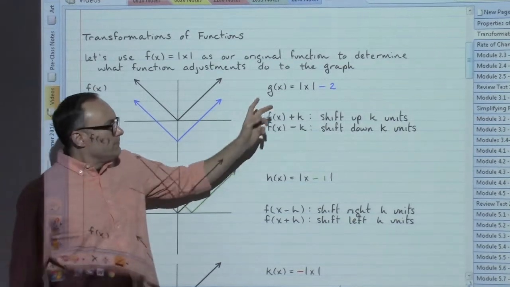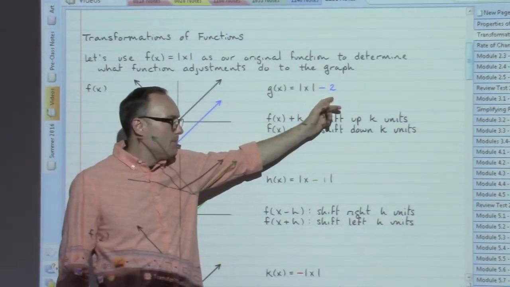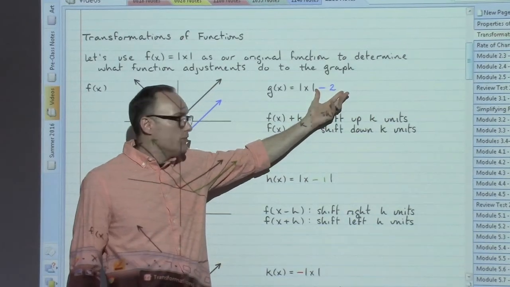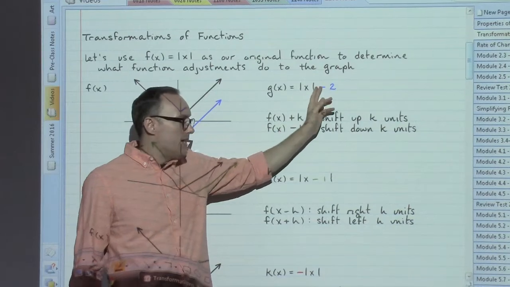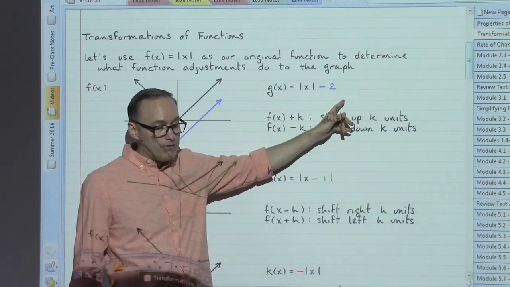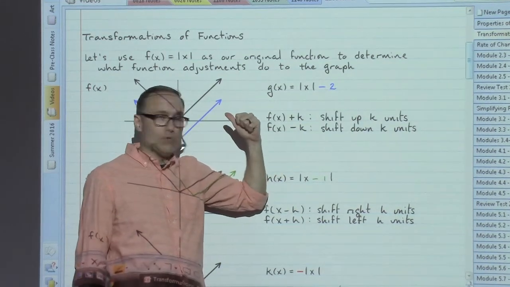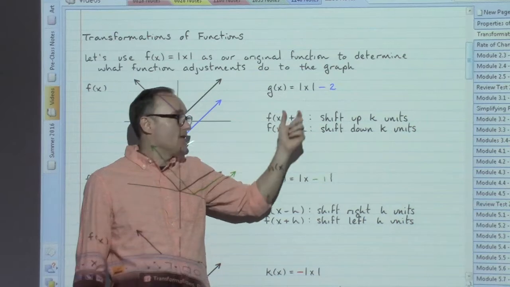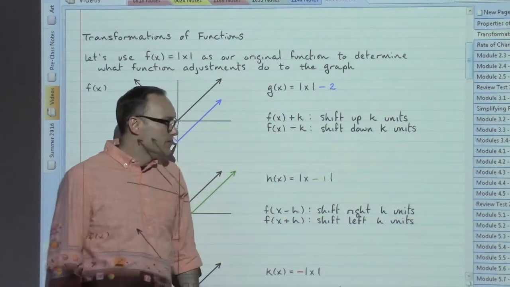So if we talk about either adding or subtracting a number outside of our original function, so here's our original function, absolute value of x. Anything that is added or subtracted outside, it could be out at the back end, usually, but it could be out at the front end. So -2 plus the absolute value of x, same as this example here.